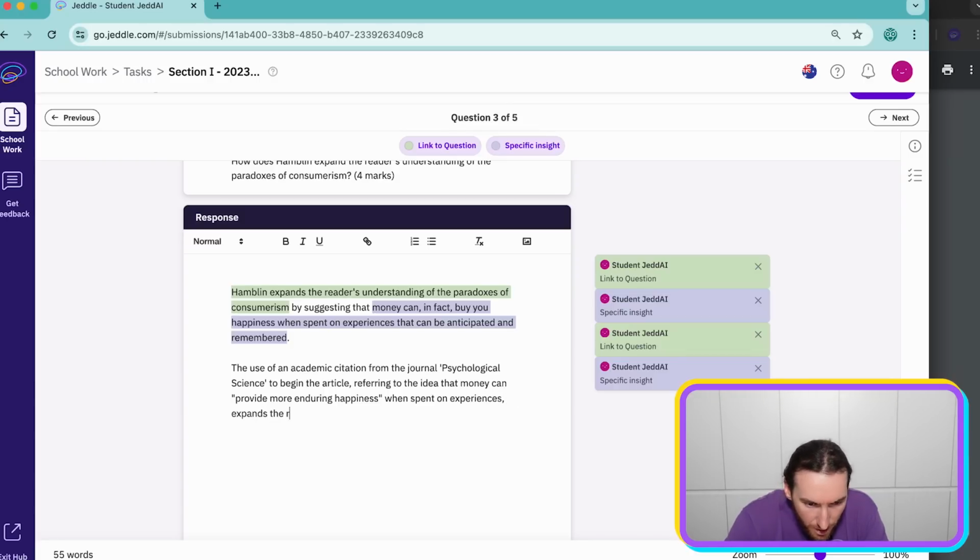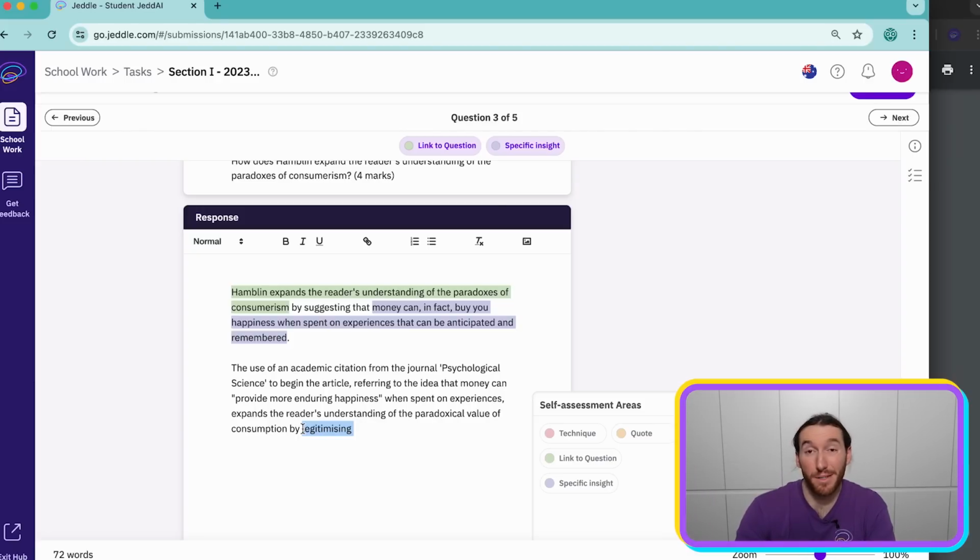Expands the reader's understanding of the paradoxical value. I'm just using the words of the question here. The paradoxical value of consumption by legitimizing, right? By creating a sense of... I'm probably overcomplicating this sentence, to be honest. Let's just pause here. This is how you overcomplicate a sentence.